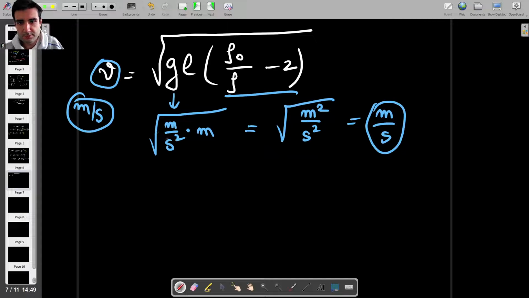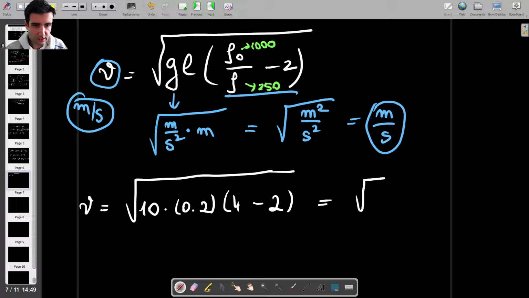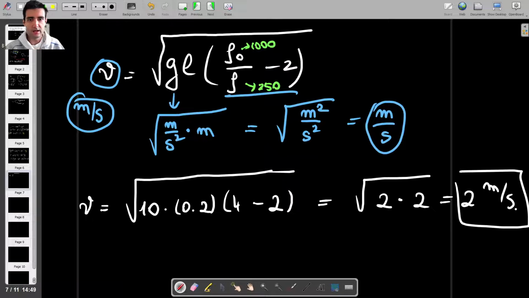And if we substitute numbers in here, we should get that the velocity is 10 multiplied by L, which was 20 centimeters, so that's 0.2, multiplied by, this was 1,000 and this was 250. So 1,000 over 250 is 4, and then you have 4 minus 2, which is 2, and 2 multiplied by 2, and the answer is 2 meters per second. And that's the final answer to this question.